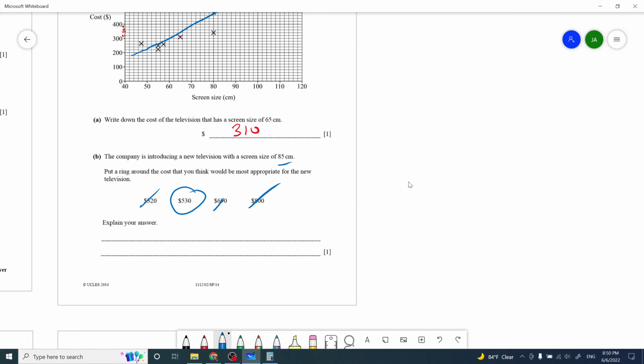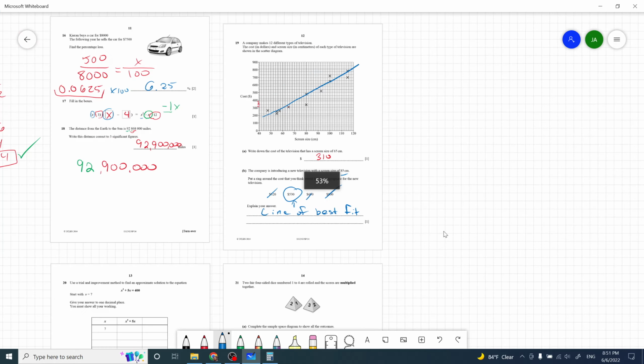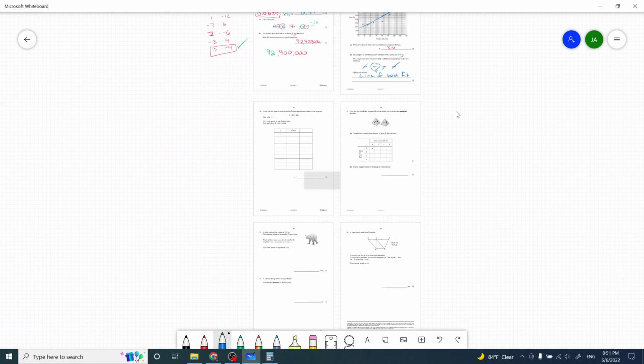And if we need to explain our answer, we can actually just say exactly what I just said, that it's the closest answer to the line of best fit. Don't write line of best fit like I'm doing. Actually, give me an explanation that, I don't know, 530 is closest to the line of best fit. Even that would be sufficient, okay? Something about being close to something about line of best fit.